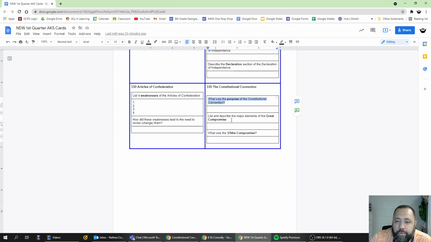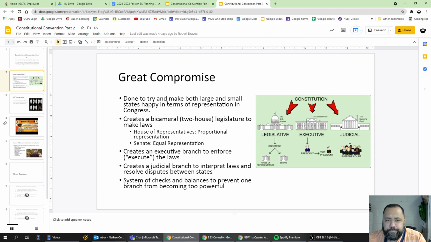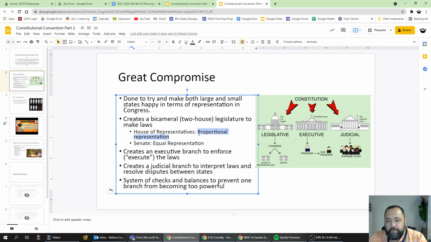List and describe the major elements of the Great Compromise. So for that, I'm going to go ahead and just turn to your notes right here. Big thing to remember is that in the Great Compromise, we split the difference between the small state and the big state plan, the New Jersey plan and the Virginia plan. We create a bicameral legislature where one of the chambers is based on proportional representation and then the other is based on equal representation. Of course, proportional representation is based on population, and equal representation is equal representation amongst the states. Each state gets the same amount of votes in the Senate.